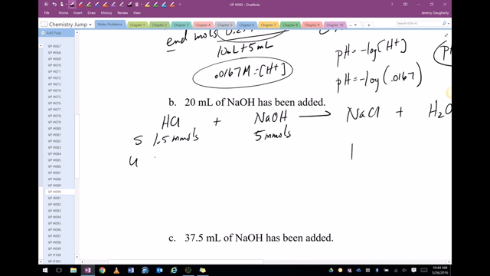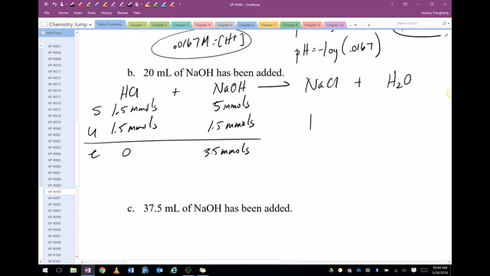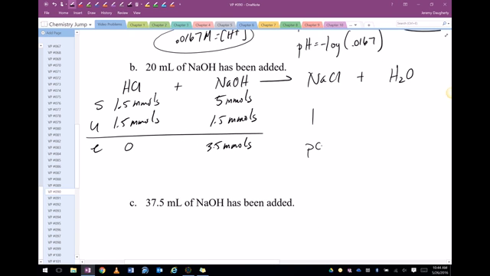So how much am I going to use? I'm going to use 1.5 millimoles here. I'm going to use 1.5 millimoles here. So I'm going to end with no acid and 3.5 millimoles of base. So now I'm not going to calculate pH, I'm going to calculate pOH. And again, I have to divide by 10 plus 20 because that's my total volume. 10 milliliters from the acid, 20 milliliters from the base.